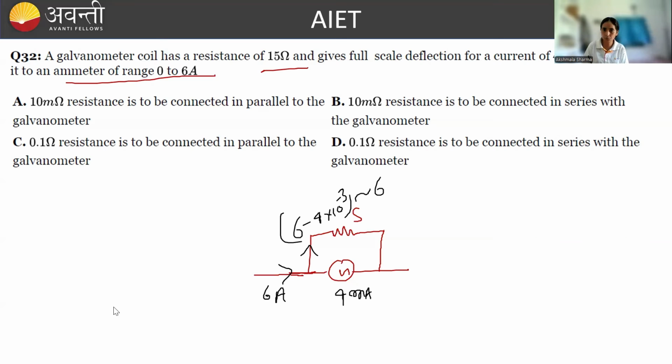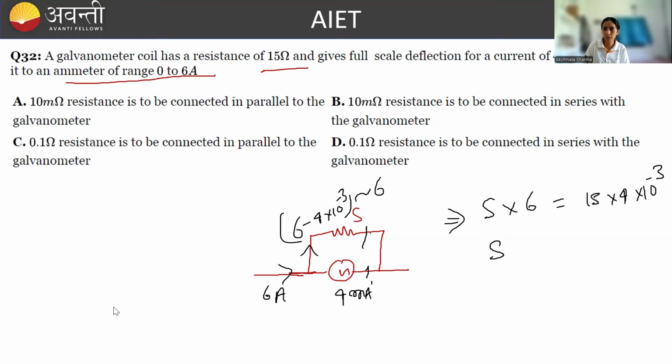So if you use that potential is equal across two parallel instruments, here the resistor and galvanometer are both parallel, so the potential drop across them is equal. Let's use that: S into 6 will be equal to the galvanometer resistance, 15 ohm, into 4 into 10 to the power minus 3. Am I correct? Yes, this is it.